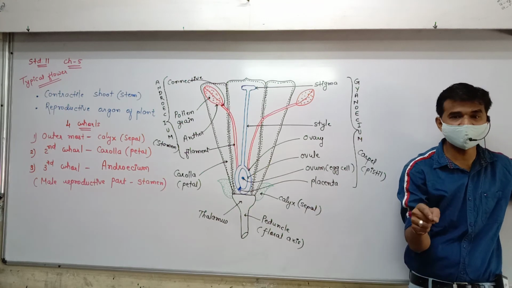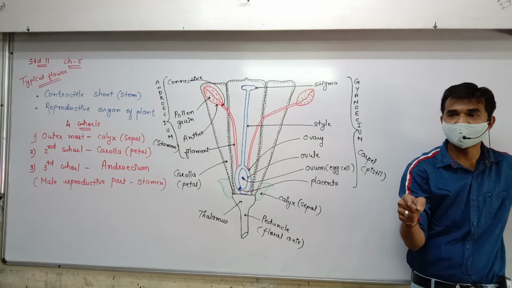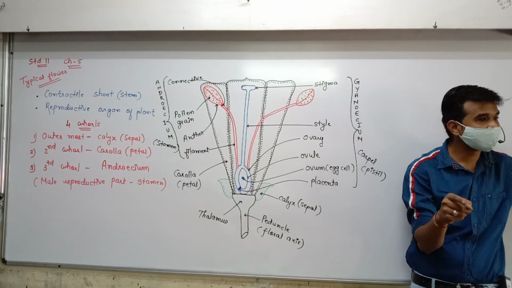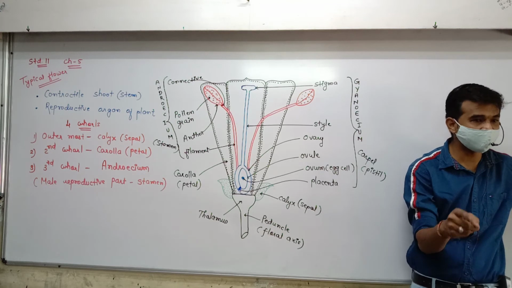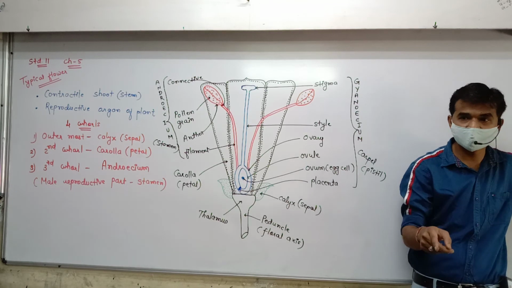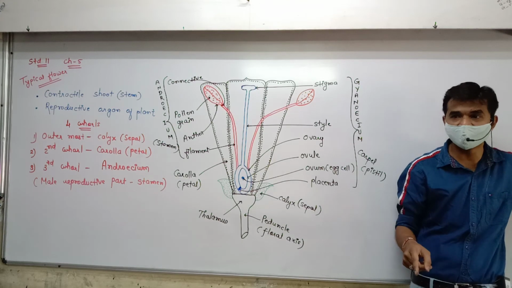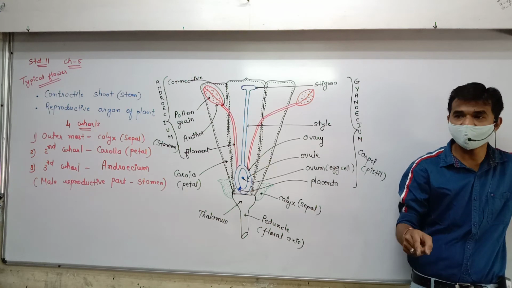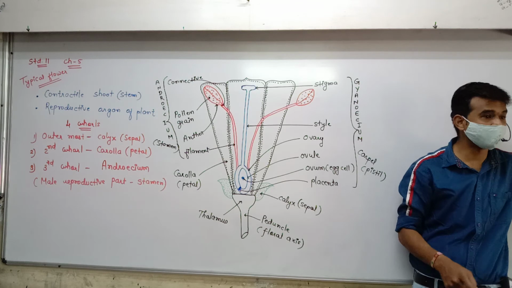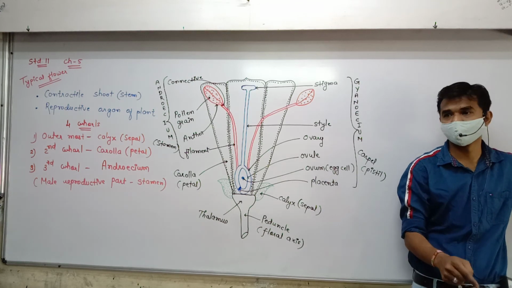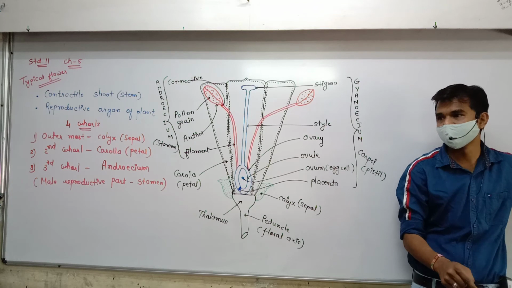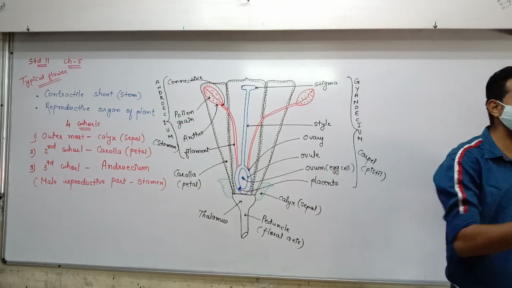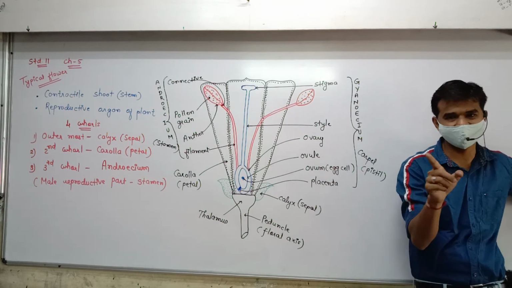So how can we define self-pollination? Listen carefully and understand it. If the pollen grain is shifted to the stigma of the same flower, or the pollen grain of one flower is shifted to another flower of the same plant, this is known as self-pollination. And if I use the words different plant, then it is known as cross-pollination.